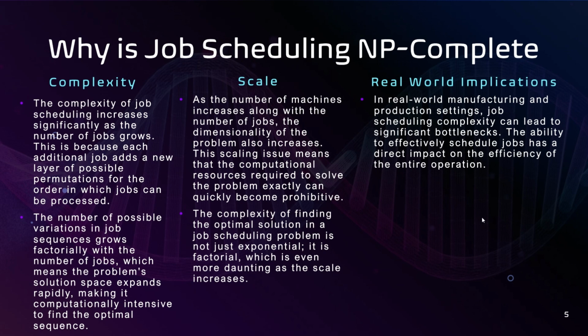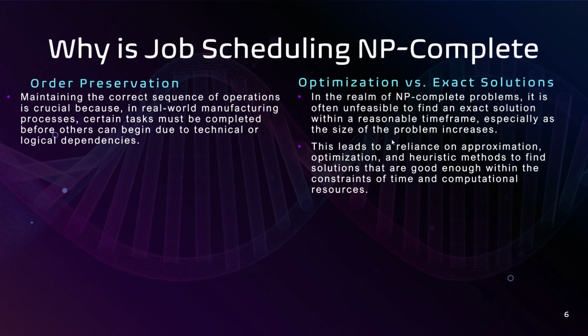So for real-world implications, in real-world manufacturing and production settings, job scheduling complexity can lead to significant bottlenecks. The ability to effectively schedule jobs has a direct impact on the efficiency of the entire operation. Then we have order preservation. Maintaining the correct sequence of operations is crucial because in real-world manufacturing processes, most tasks have to be completed before others can begin due to technical or logical dependencies.